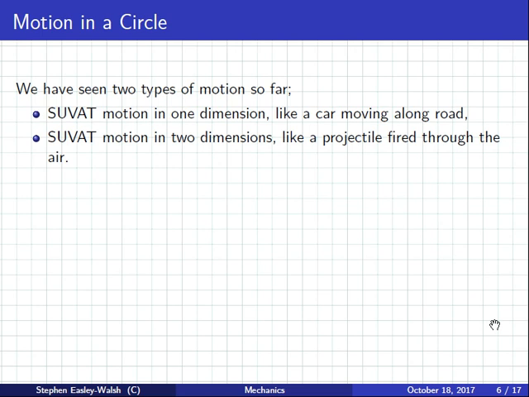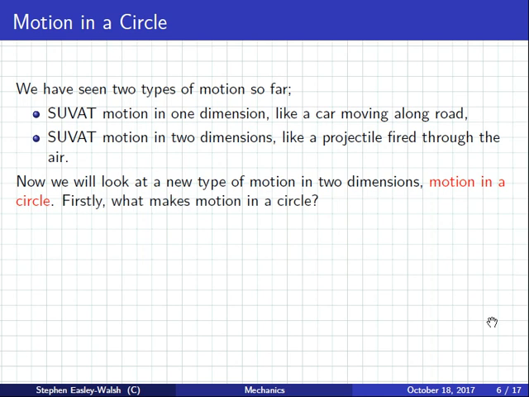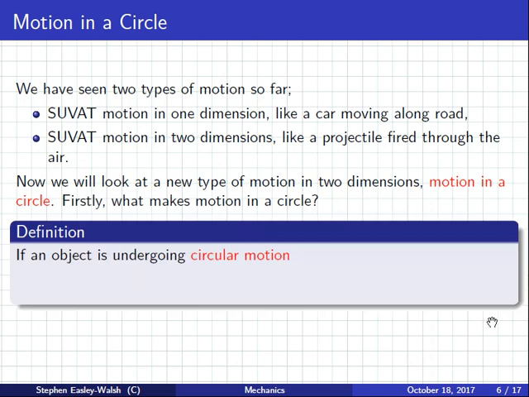Okay, so we've seen two types of motion: motion in one dimension and motion in two dimensions. But what we're going to look at now is a new type of motion in two dimensions called motion in a circle. So firstly, what makes motion in a circle? If something is moving in a circle, does anybody know why? What can make something move in a circle? We saw in one dimension it can move forward because there's an acceleration. And what makes an acceleration? A force. And in two dimensions it can move like this. Why? Because there's gravity.